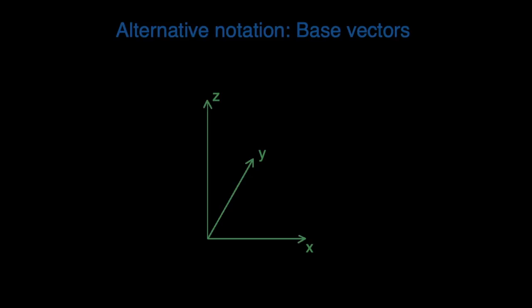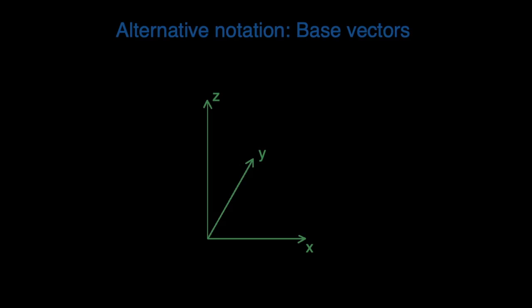Alternative notation. Base vectors. We are already familiar with the most common notation for representing vectors, however there is an alternative notation, which is more useful in certain circumstances. This notation is using the base vectors i, j, and k.